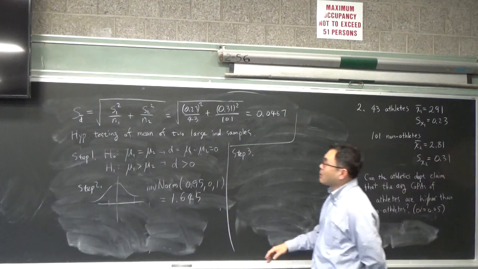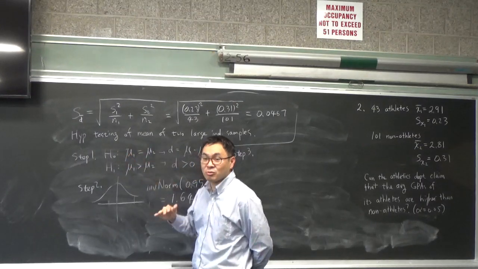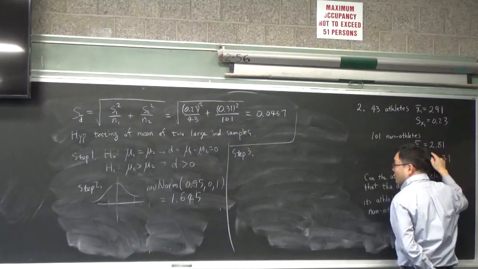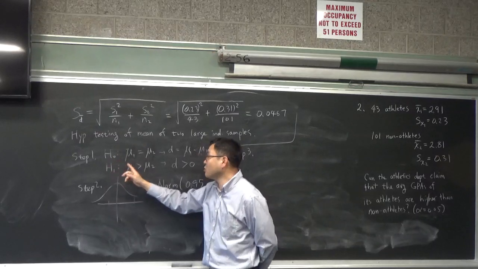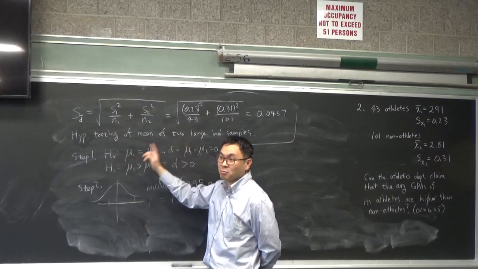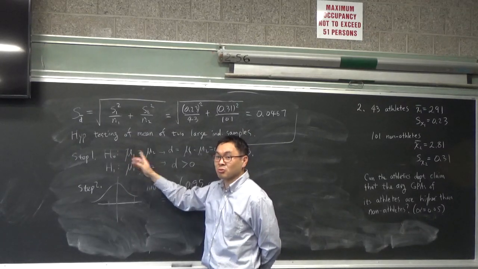So the hypothesis is on the population means, not the individual sample. We already know that for the sample mean this is bigger than that one. Okay? You see the difference? So when you do the hypothesis testing, you should always write down the population mean or population proportion. So for means, you should always use mu, not x. Okay?